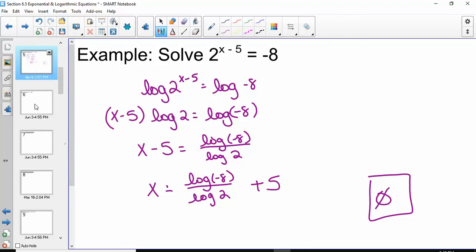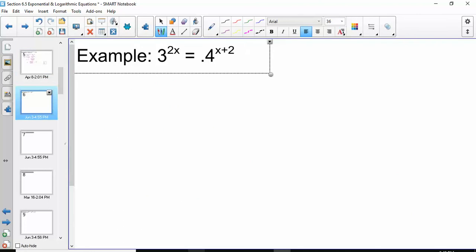Okay. We're just going to keep working some of these. I want to do a couple that have a few more steps involved. So my bases are 3 and 0.4. There is no common base, so I add my log to each side. When you do that, exponents come down.